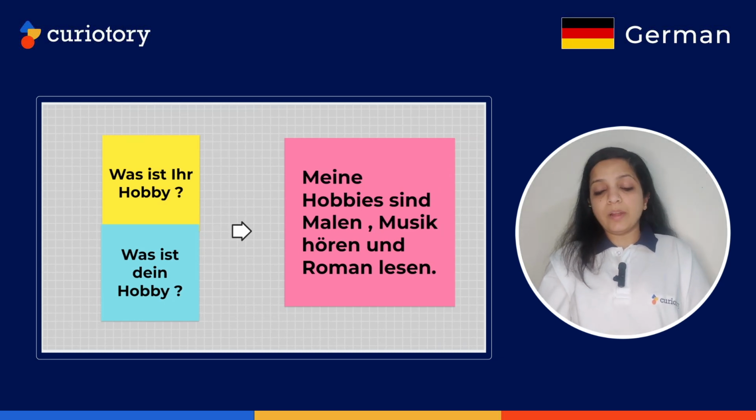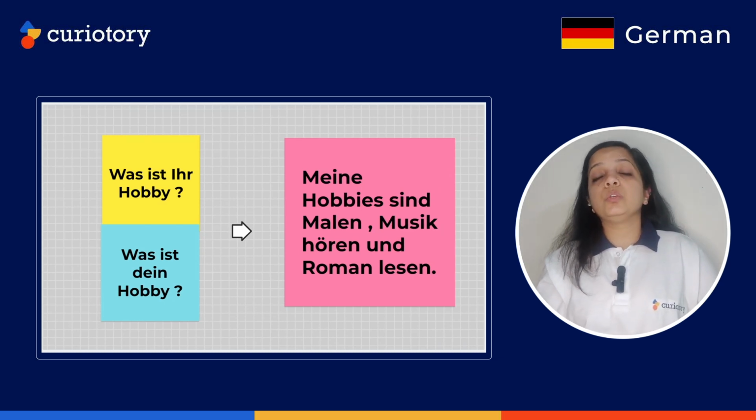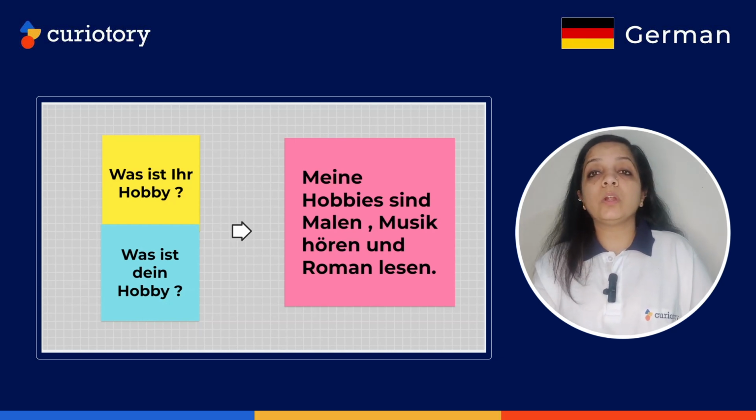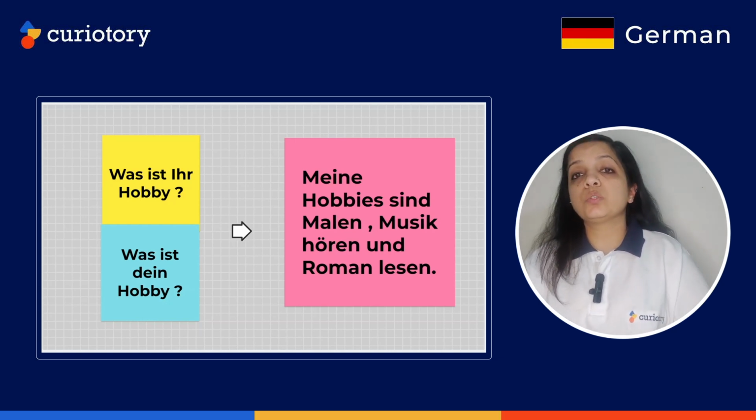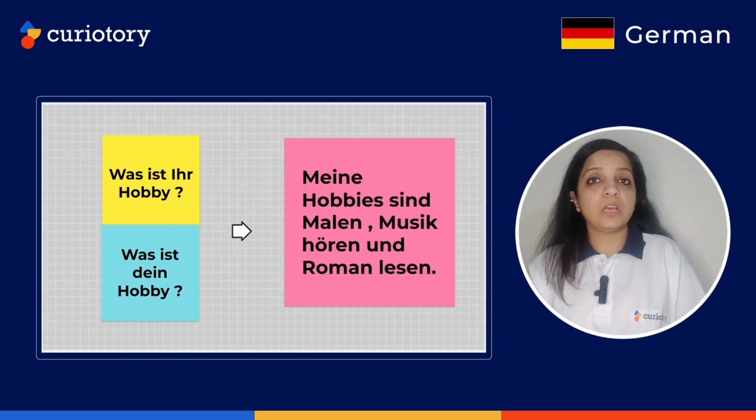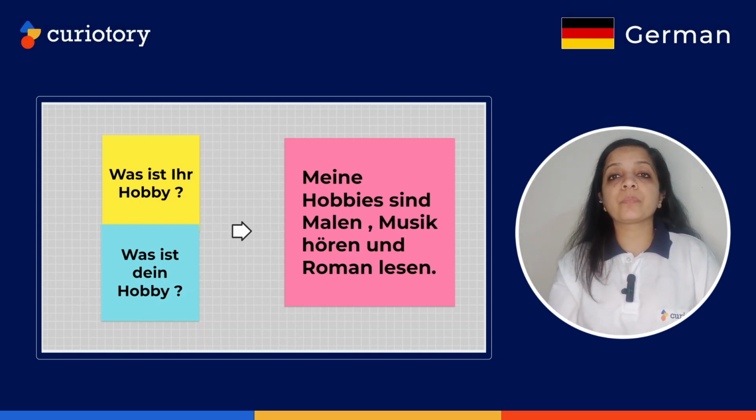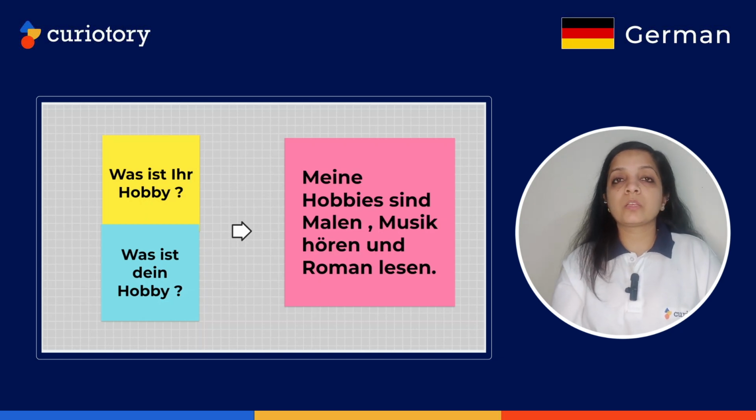Now, when you are having a conversation with someone, you are obviously curious to know what their likes and dislikes are. So, when you want to know about their hobbies, how are you going to question them? You will say, Was ist Ihr Hobby? Or, in the informal way, you will say, Was ist dein Hobby?